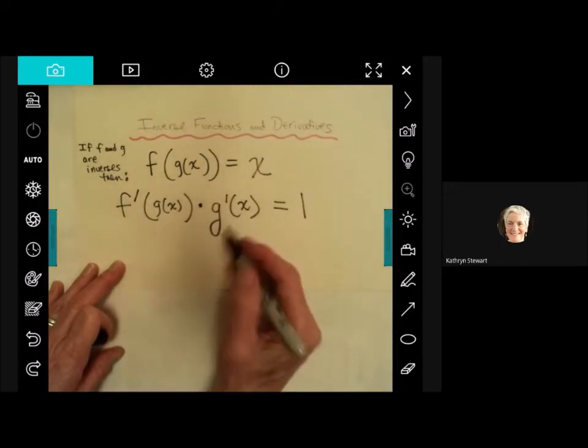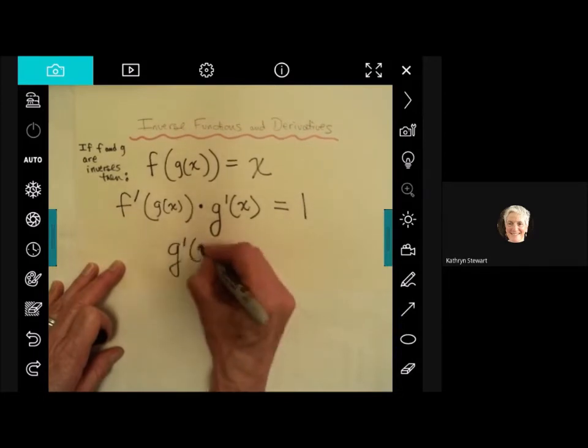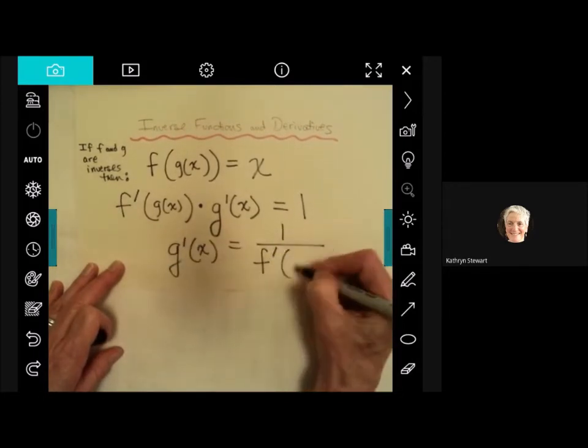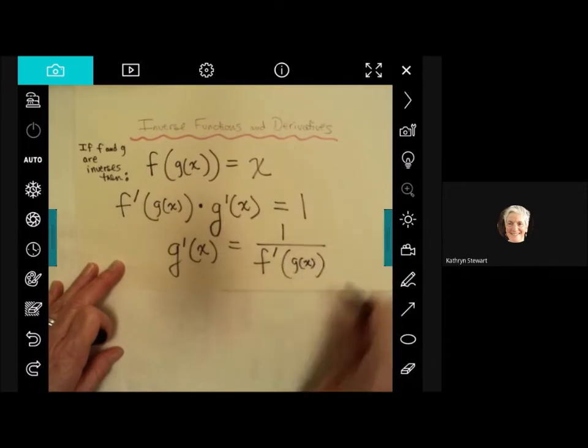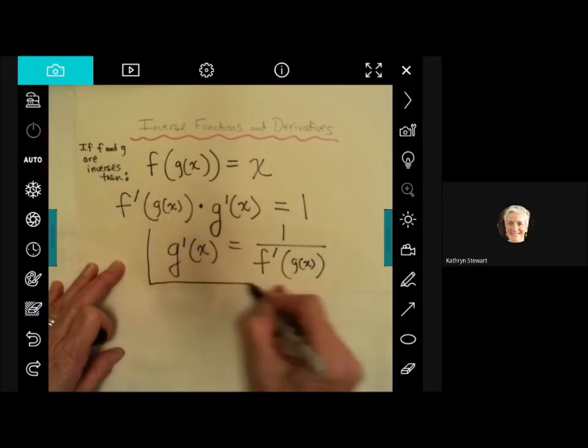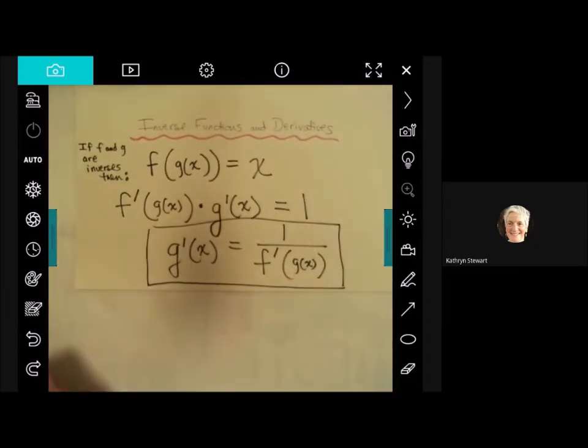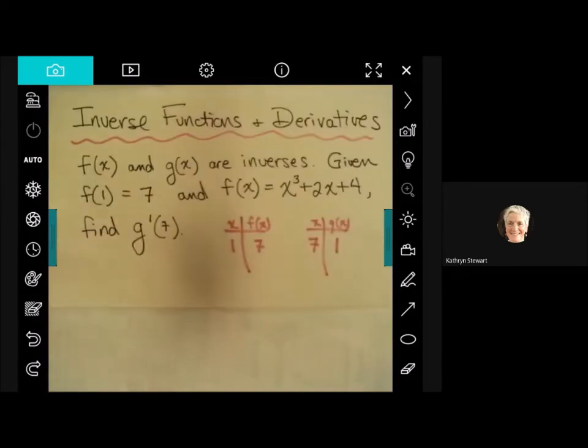Just for fun, I'm going to isolate g prime of x. I'm just going to divide here. And lo and behold, I have something interesting. What I have, my friends, is a roadmap, a way to find the derivative of the inverse of any function. The derivative of the inverse of a function is 1 over the original function's derivative evaluated at g of x. Let's go back to this problem, and let's do it with this new theorem in mind.